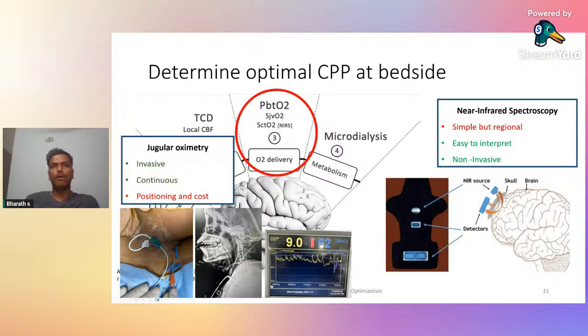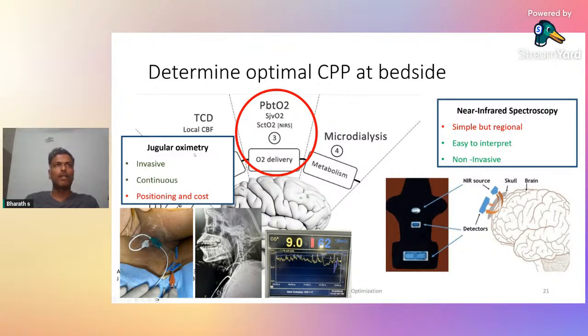But this is more of a trend monitor. So rather than looking at the absolute value, saying that if the value is less than 55 I am going to treat it, it is better to look at the trend. Like if you have a consistent value of 65 to 70 for a patient and it rapidly falls to 50 to 55, then you have to look for any acute changes in the brain which could have happened.